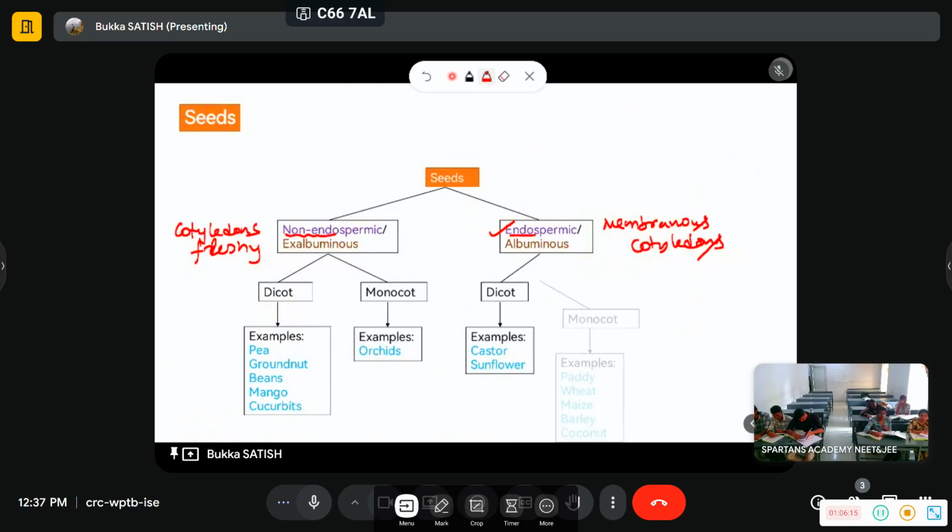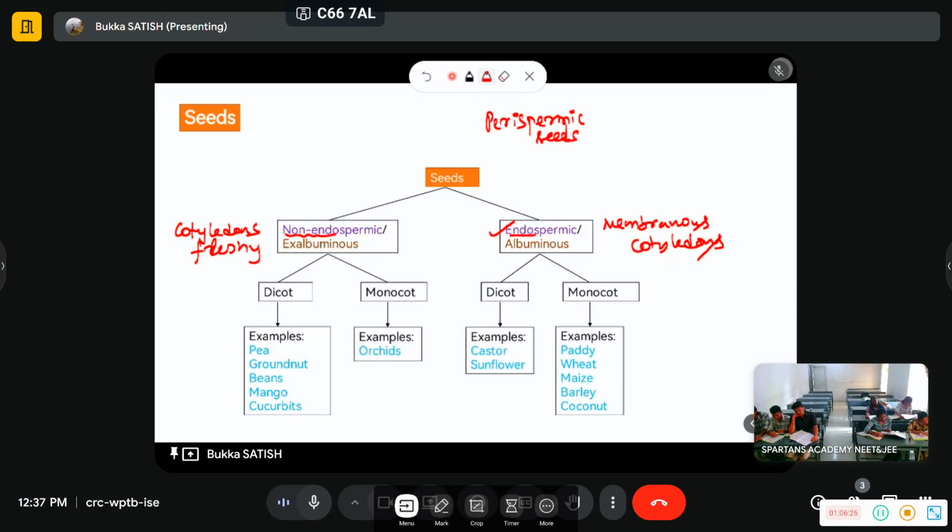Right. Apart from this, here itself write perispermic seeds. That is, if perisperm is present. Anyone remember the examples for perispermic seeds from 12th? Of course, no. Beet, pepper. These are the examples for perispermic seeds. This you will see in the 12th NCERT.